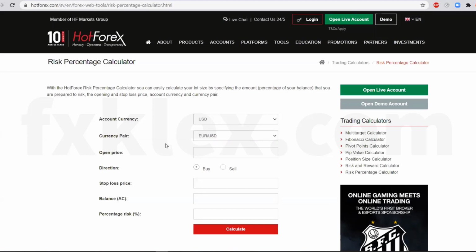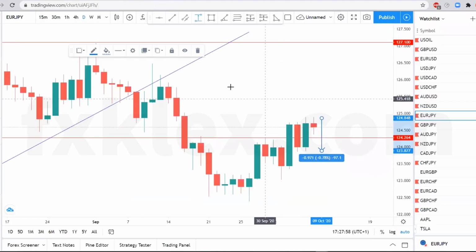So now the currency pair I want to trade: I want to trade the euro paired against the Japanese yen. You can see right here, I want to buy the euro against the Japanese yen. It means I want to buy euro whereby I want to sell Japanese yen.